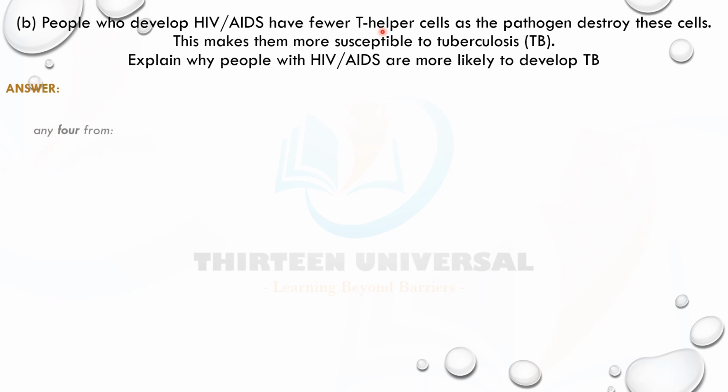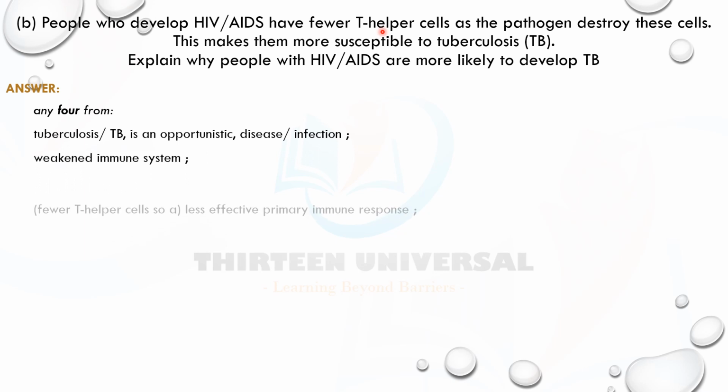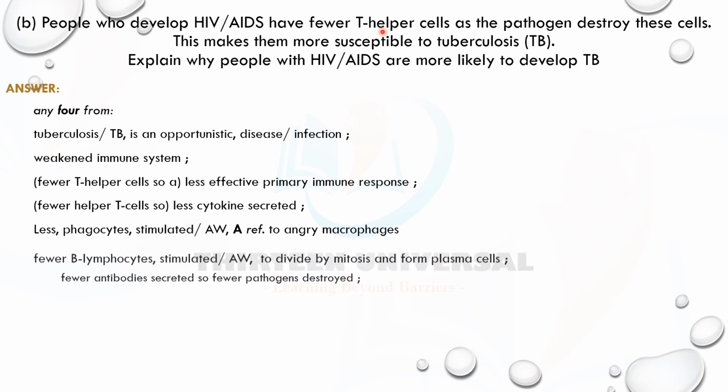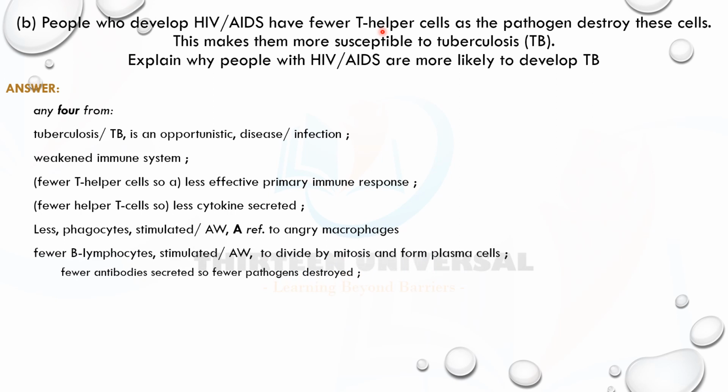This is how the immune system erodes. Tuberculosis is an opportunistic infection, so it weakens the immune system. Fewer T helper cells, so less primary immune response. And of course, don't forget that with less primary immune response there's going to be less secondary immune response, or fewer memory cells formed after the primary immune response. So fewer T helper cells means a less effective primary immune response.